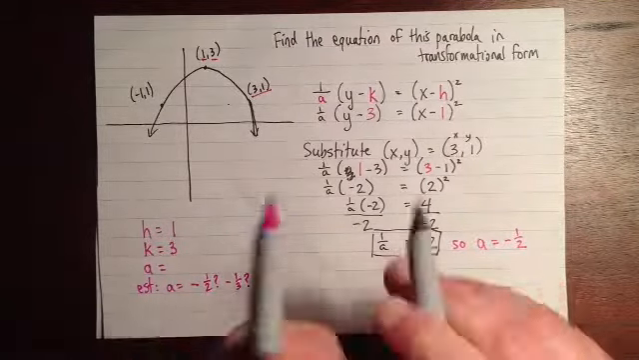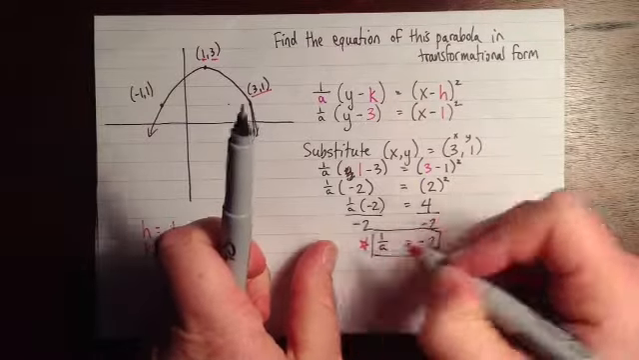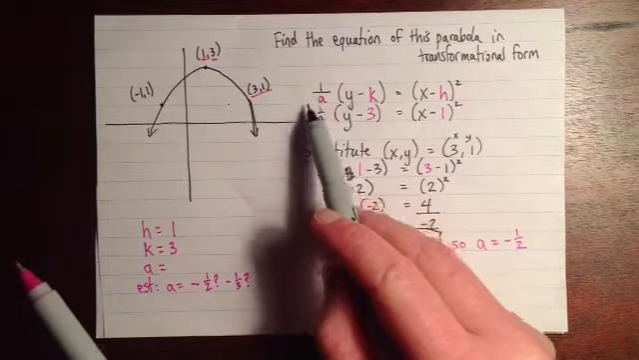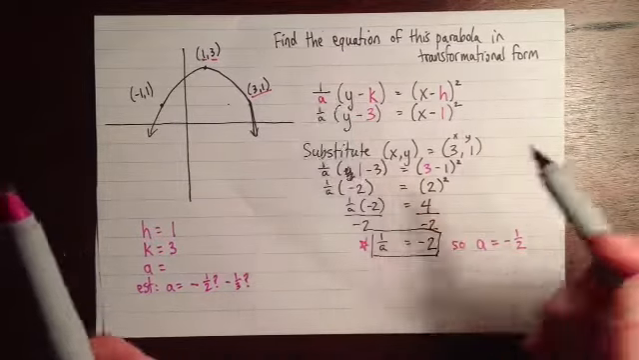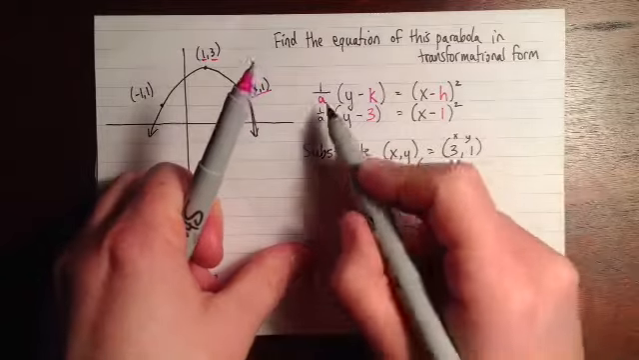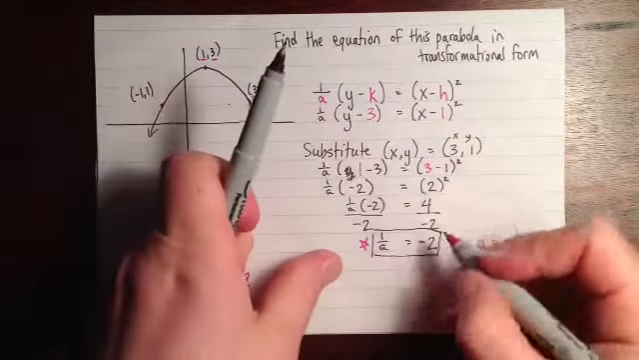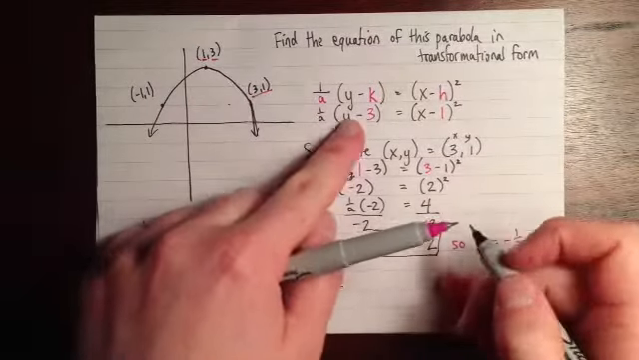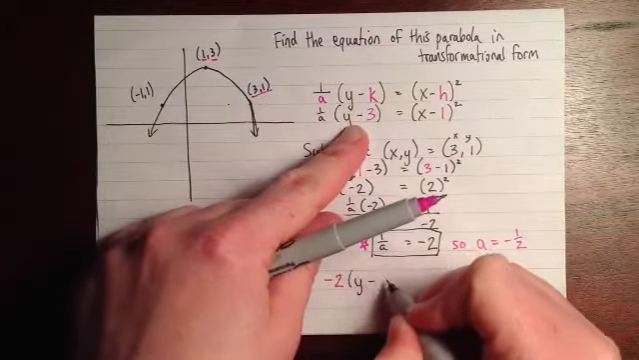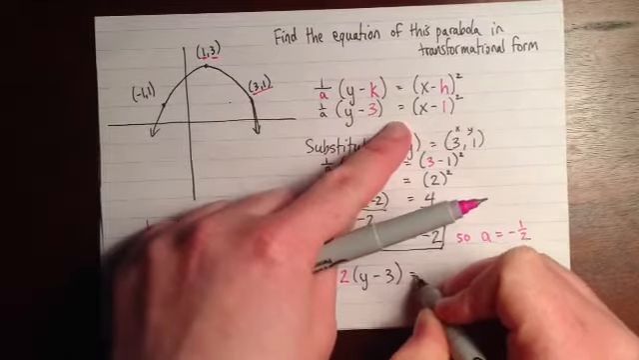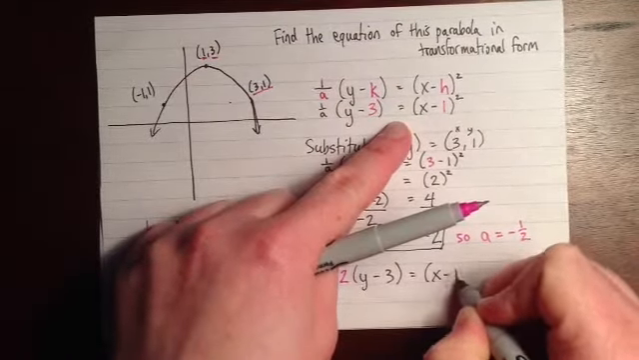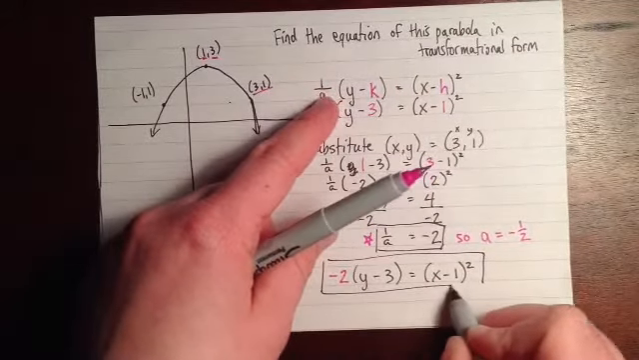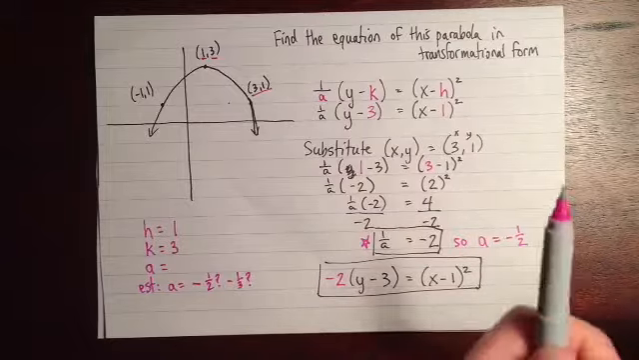Okay, but this is actually slightly more useful if we want the equation in transformational form, just because we want to substitute 1 over a anyway. So it kind of saves us a step if we use that. So we have 1 over a is negative 2 times, here's the rest of the equation, y minus 3 equals x minus 1 squared. So that is the equation of that parabola in transformational form.